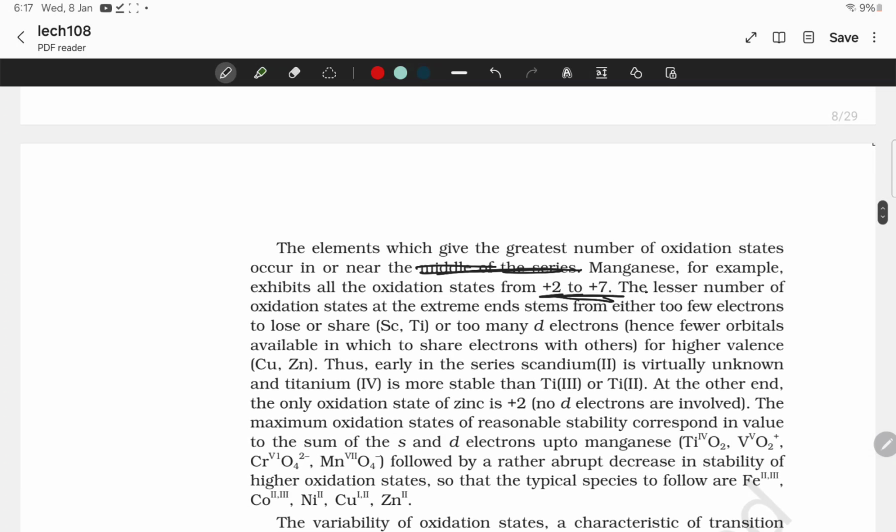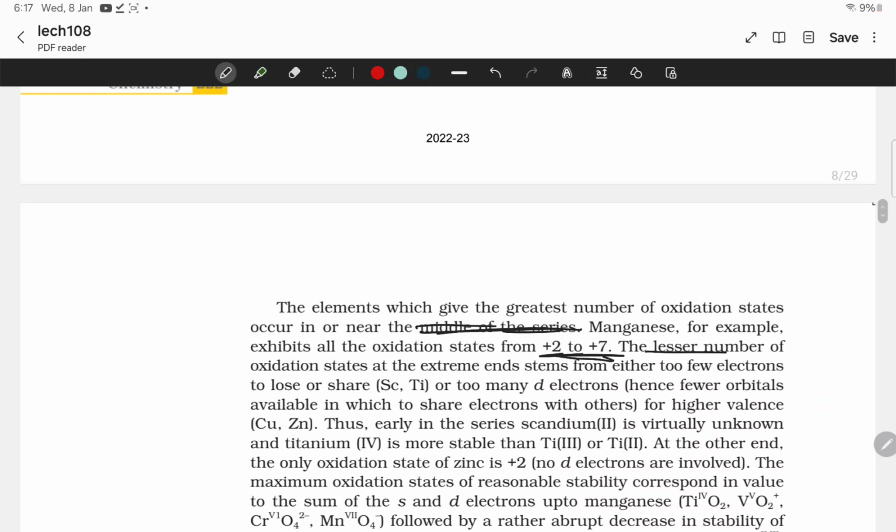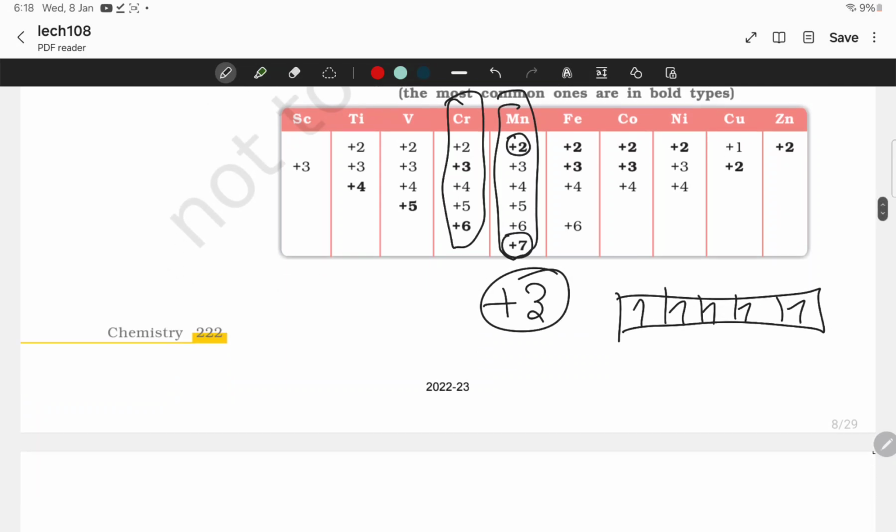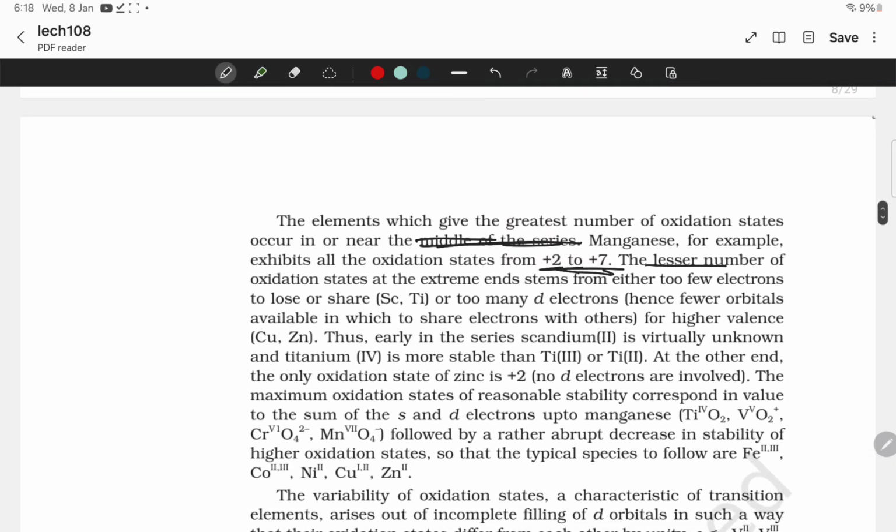The lesser number of oxidation states at the extreme ends stems from either too few electrons to lose and share, or too many d electrons, hence fewer orbitals are available in which to share the electrons. As the number of unpaired electrons increases, more electrons can be shared, because Mn has how many unpaired electrons, my dear children? 1, 2, 3, 4, 5. So there are 5 empty spaces for other electrons to come and join and make the bonds.